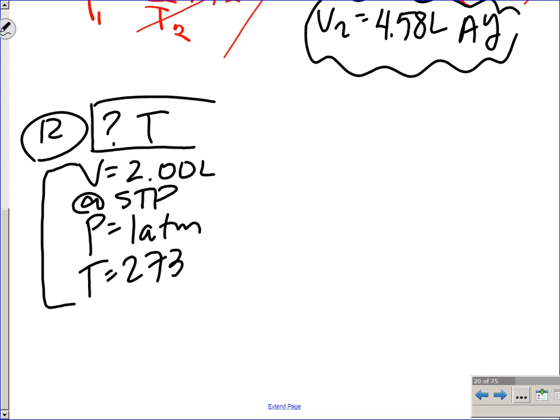So I'm going to label them all the same condition. I'm just going to label them all 1s. You could label them all 2s if you wanted to, but these were given together. That's the hard part to see in this question. So V1, P1, and T1.